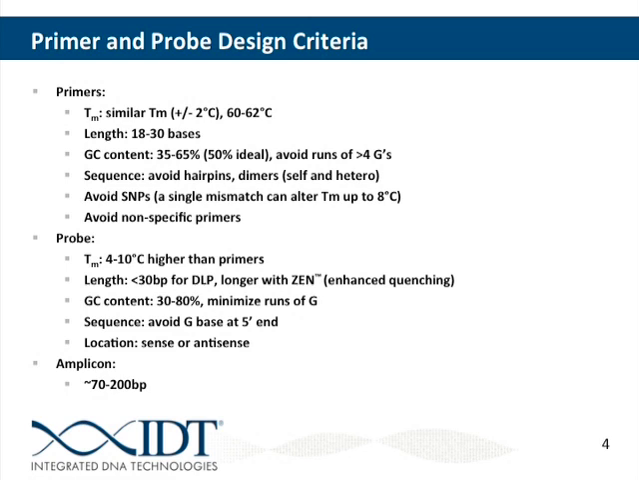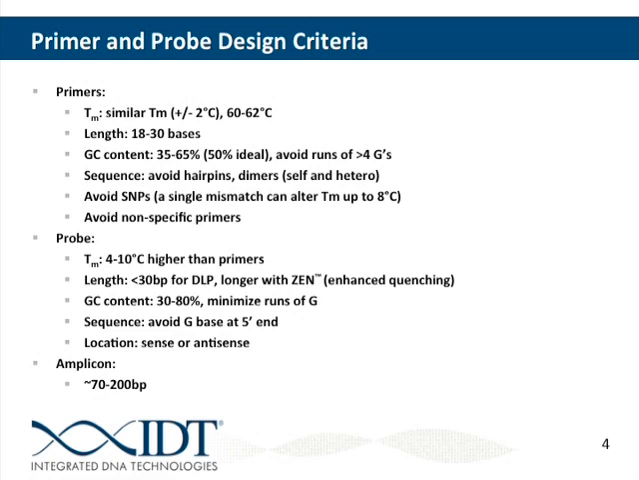Again, GC content somewhere between 35 and 65%-ish, 50% is ideal. Avoiding those runs of more than 4 Gs. Trying to avoid hairpins and dimers. We want to give the assay the best it can by making sure the sequence context is as ideal as possible if we can design around it. Again, there's going to be those situations where you're stuck with a less than ideal sequence context, and then there are ways to work around that.